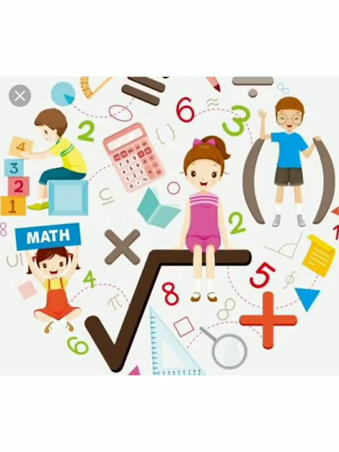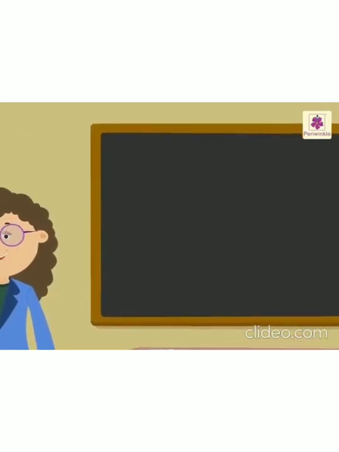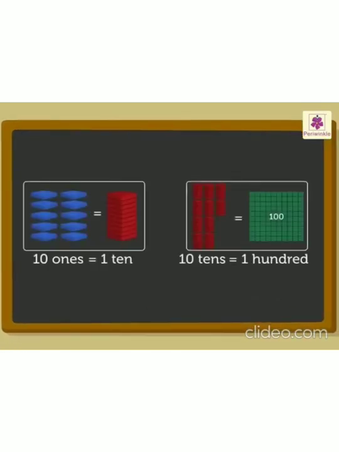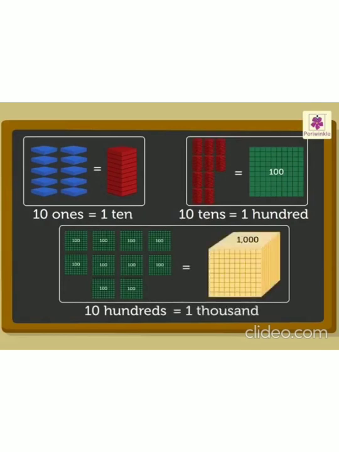Today in our maths class we shall continue with our lesson 4-digit numbers, but before that let us watch a small video. We have already studied the relationship between ones, tens and hundreds. We know that 10 ones make 1 ten and 10 tens are equal to 100. Now, when we group 10 hundreds together, we get 1,000.